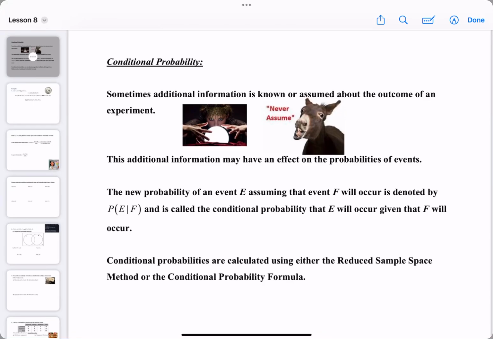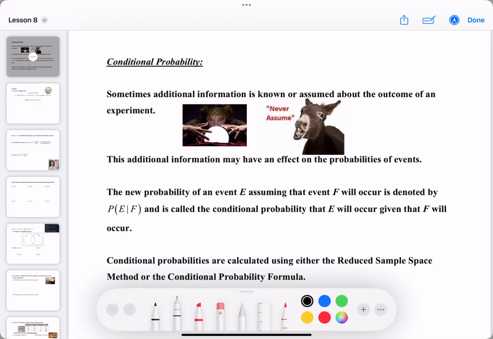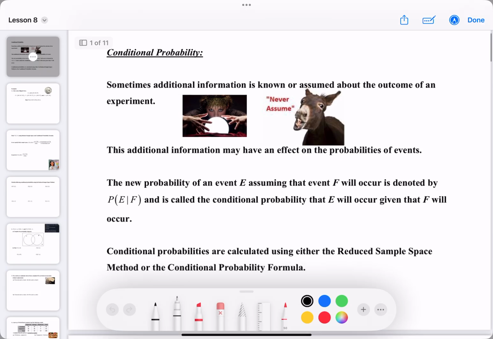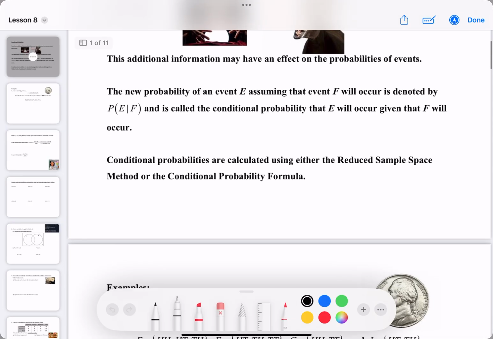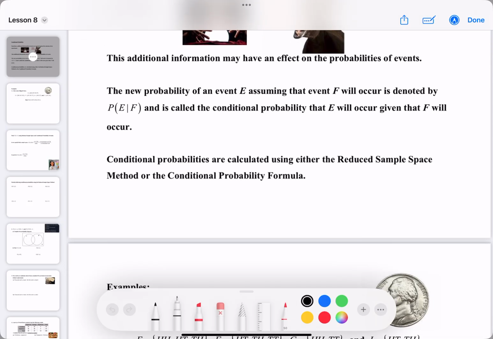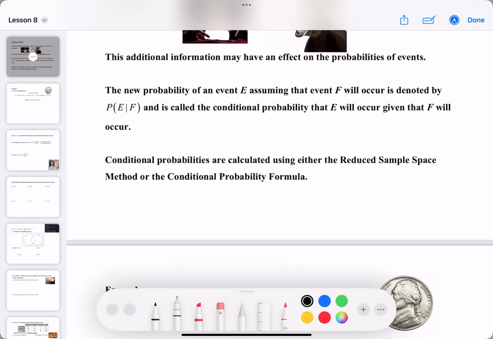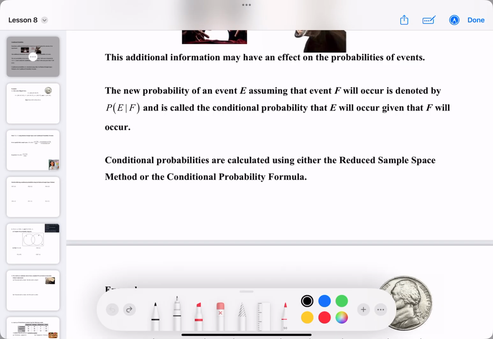Hello everyone. In this class, let's learn conditional probability. Sometimes conditional information is known or assumed about the outcome of an experiment. This conditional information may have an effect on the probabilities of events. The new probability of an event E, assuming that event F occurs, is denoted by P of E given F. This small bar we pronounce "given", and it is called the conditional probability that E will occur given that F will occur.